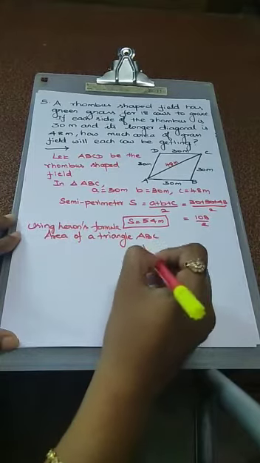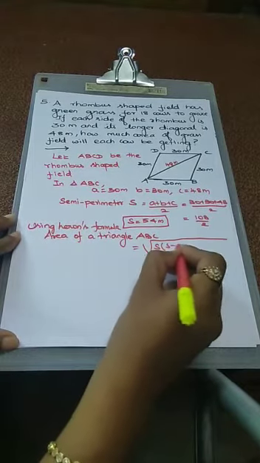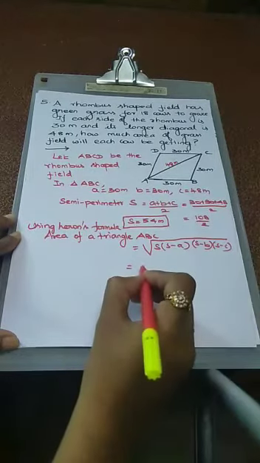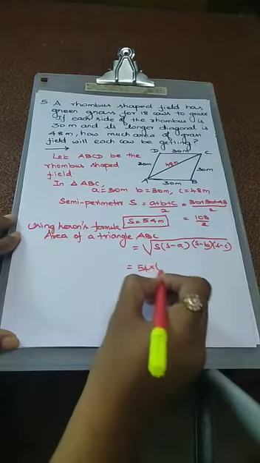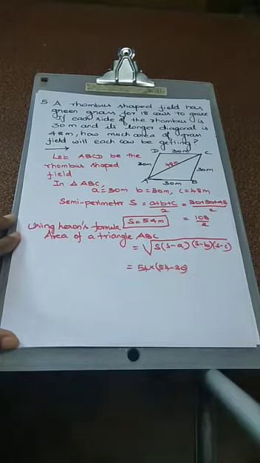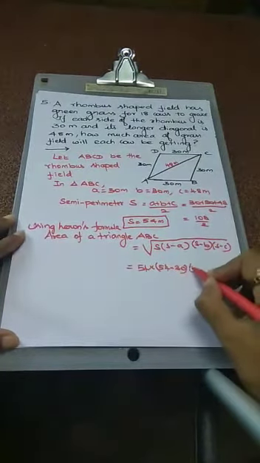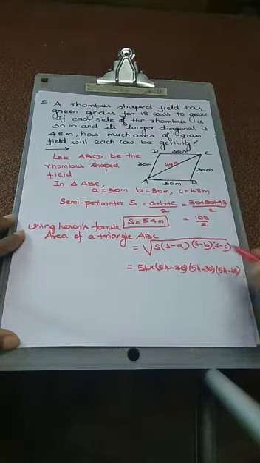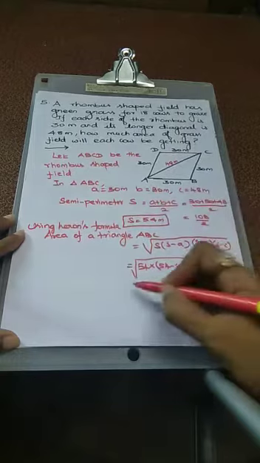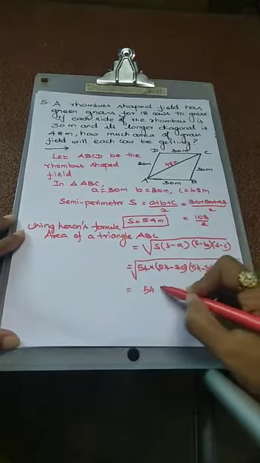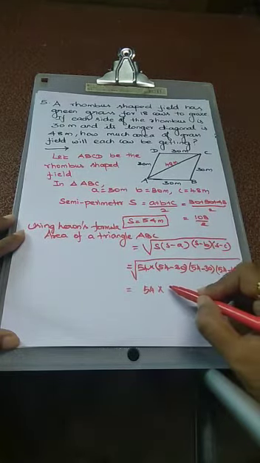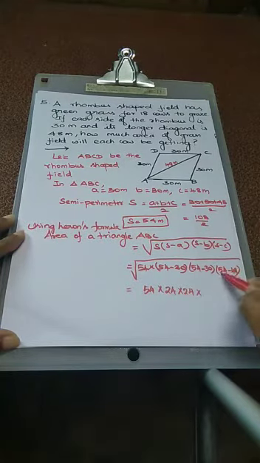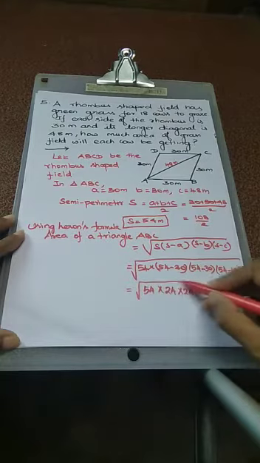So what is the formula? Square root of S into S minus A into S minus B into S minus C. Apply the values. 54 into 54 minus 30 into 54 minus 30 into 54 minus 48. So subtract the value. 54 into, what is the 54 minus 30 value? 24. Again we get the value 24. The final value is actually 54 minus 48, 6.